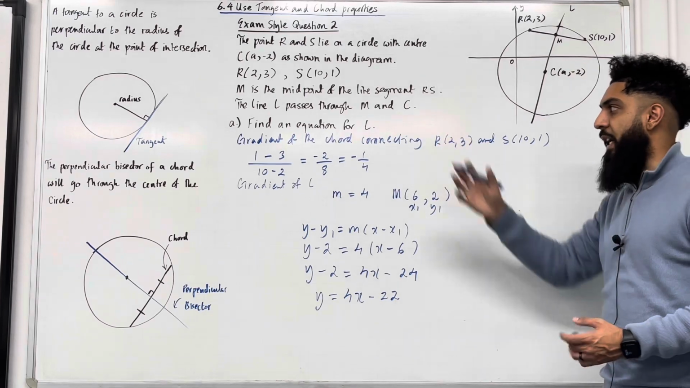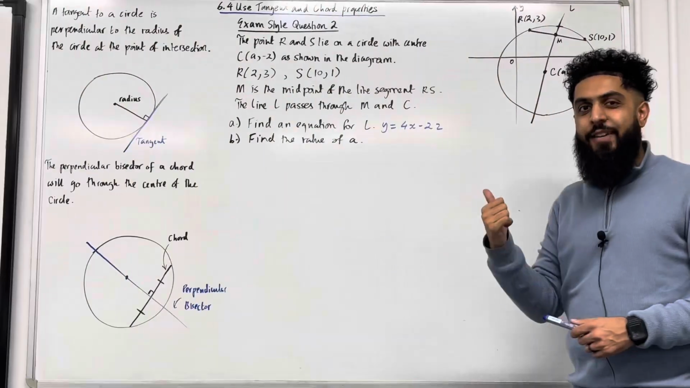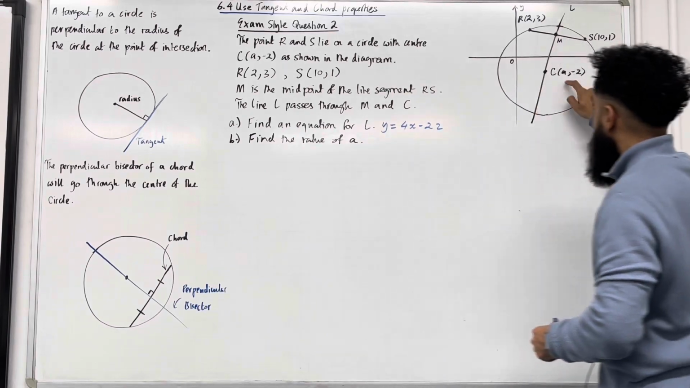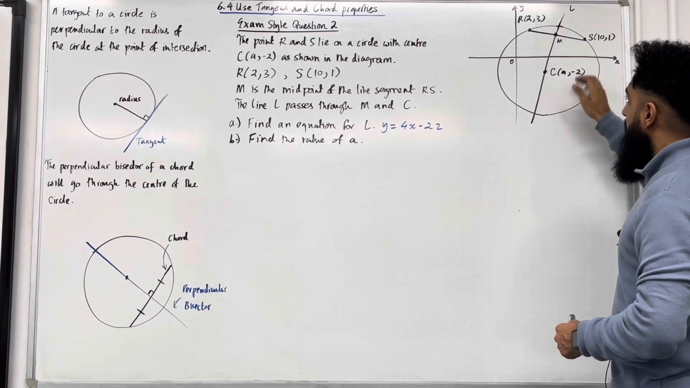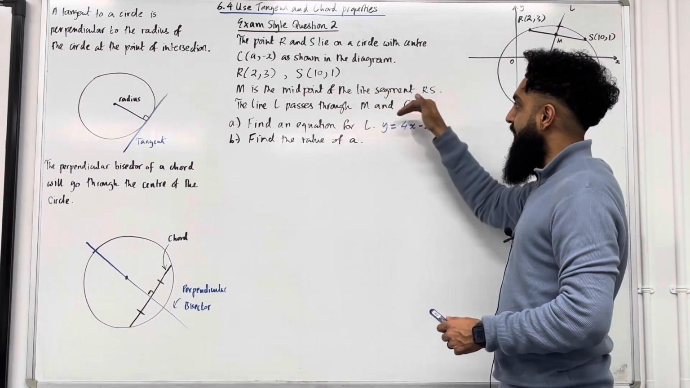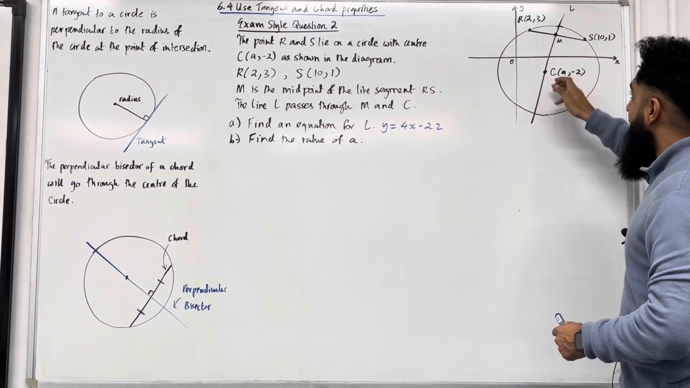This completes part A of the question. Let's have a look at part B. Find the value of a. a is the x coordinate for C. C is the coordinate of the center of the circle. The line L passes through M and C. So the coordinate for C lies on L.